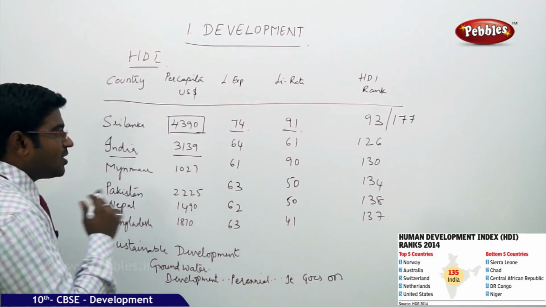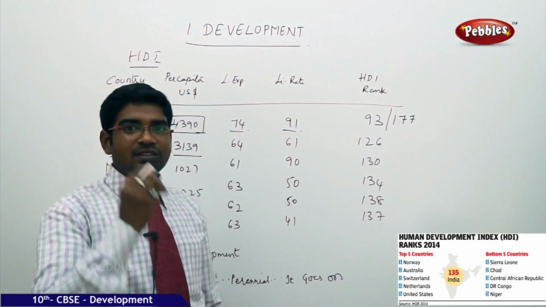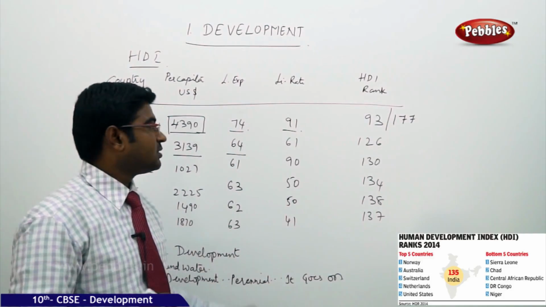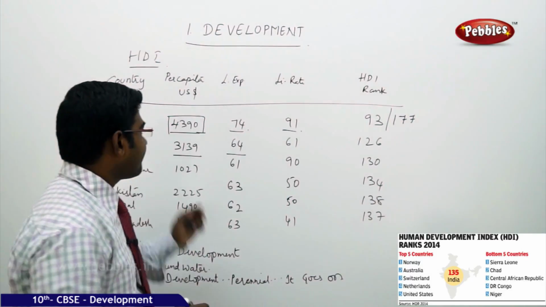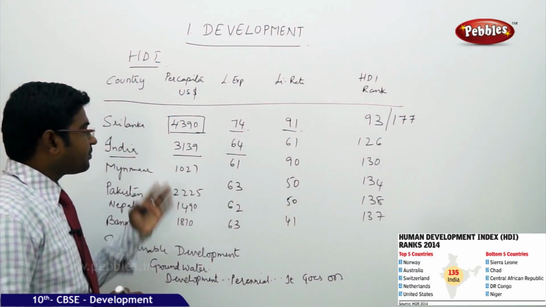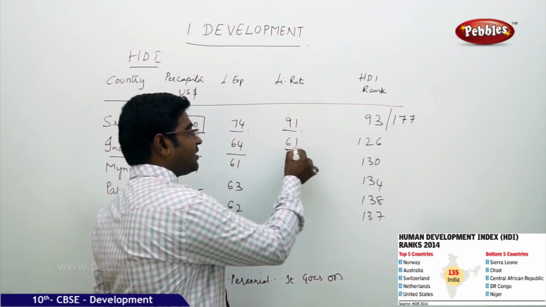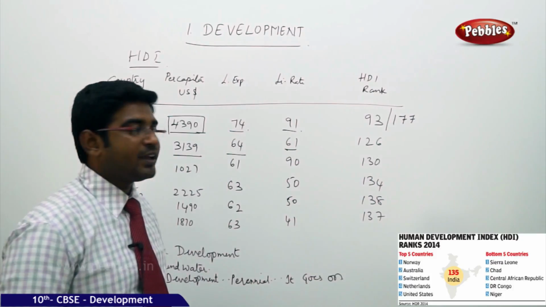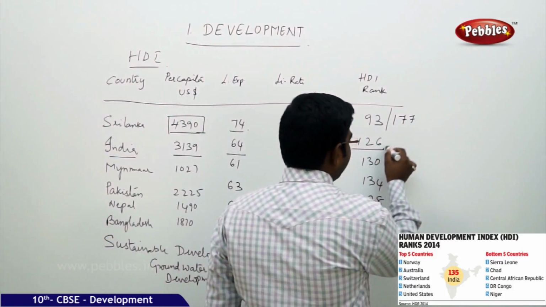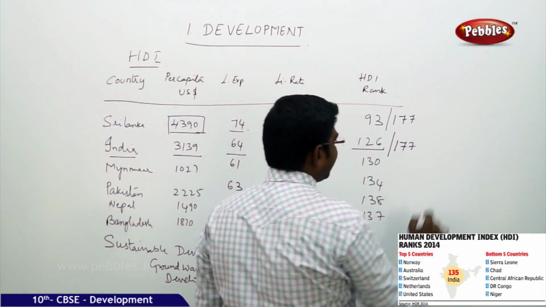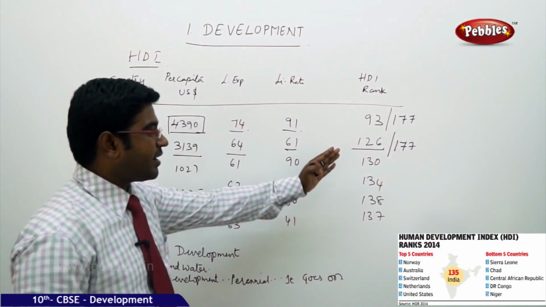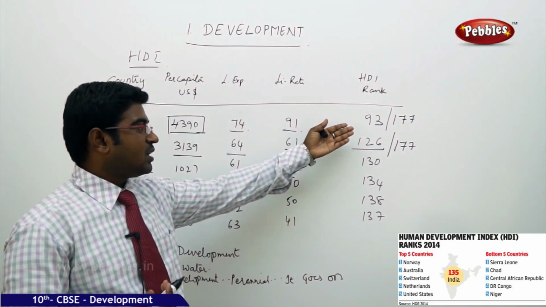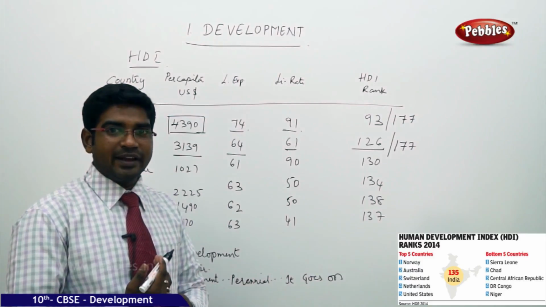Whereas India's per capita income in US dollars is 3,139. Life expectancy is 64 years, 10 years less than Sri Lanka, and income is $1,000 less than Sri Lanka. Literacy rate is 30% less than Sri Lanka: 91 in Sri Lanka, 61 in India. And in ranking also, Sri Lanka is far ahead of India. In the reverse order, India is at 126th place out of 177. So Sri Lanka is more than 30 ranks ahead of India.